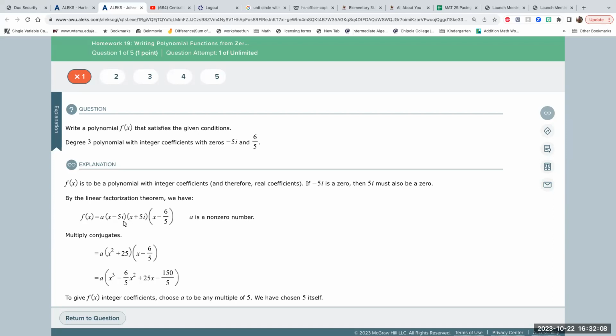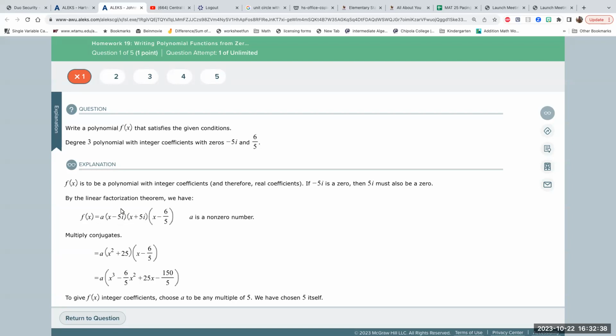All right, and then we have this linear factorization theorem, it says you could pick some number as your coefficient. And this number here, this multiplier, excuse me, we're going to put in whatever number we want such that it gets rid of any of our fractions if we end up with fractions. All right, so what we do is we're going to multiply these first two.